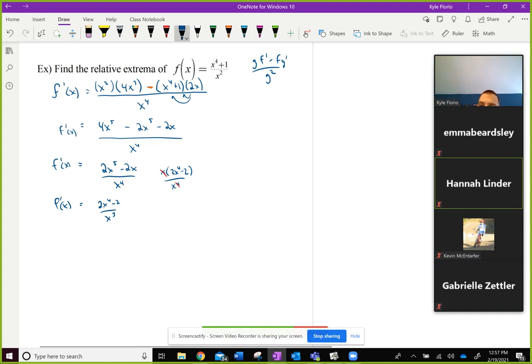Okay. So we have the derivative, and I want to find the critical numbers. So I need to find out where the derivative is 0 or does not exist. So let's find out where the derivative is 0 and where the derivative does not exist. If I want the derivative to be 0, I need to set my derivative equal to 0. So if the derivative we got was 2x to the fourth minus 2 over x cubed, I want to find out what x value makes it 0.